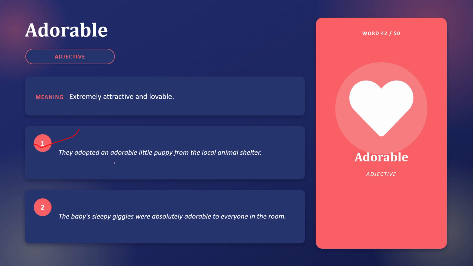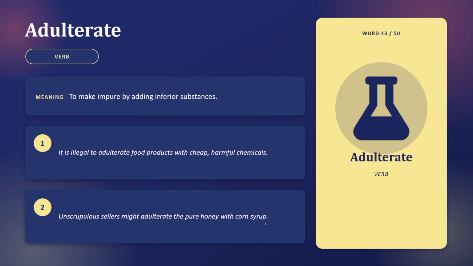They adopted an adorable little puppy from the local animal shelter. Second, the baby's sleepy giggles were absolutely adorable to everyone in the room. Absolutely adorable. Clear?